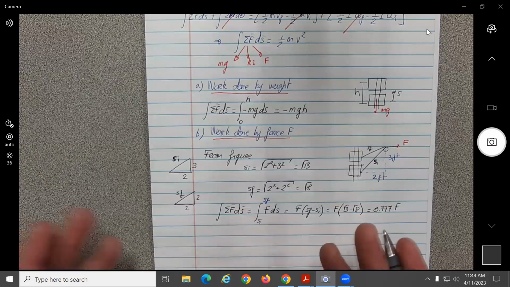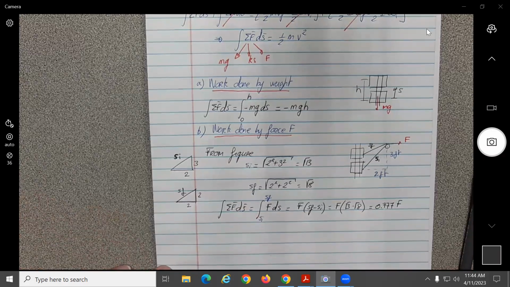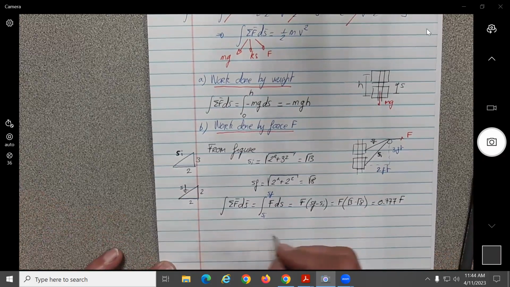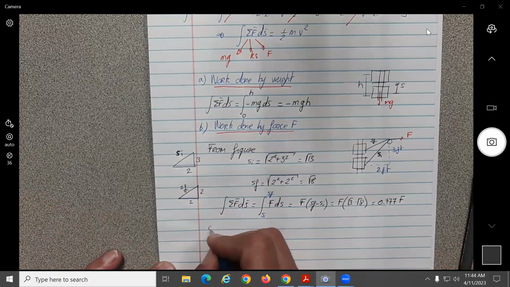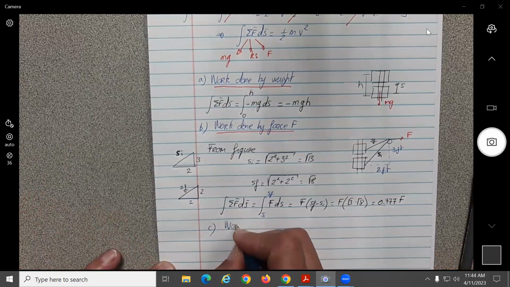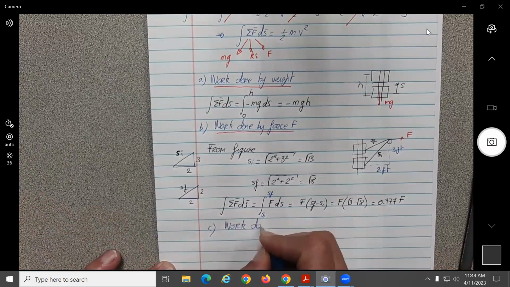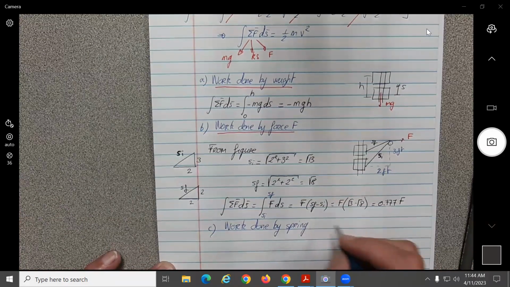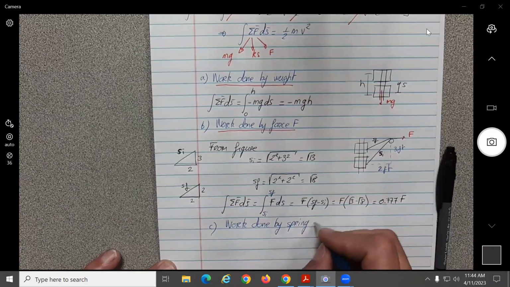The one that I think is the confusing one is the last one. That's why I left it for last, because I think it can have two interpretations. And what should the last one be? Work done by the spring force.